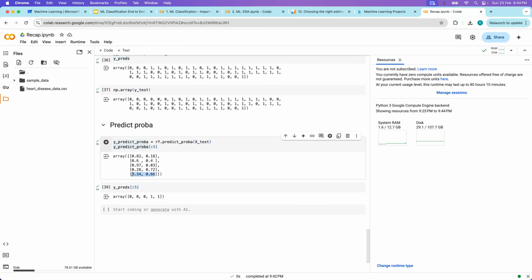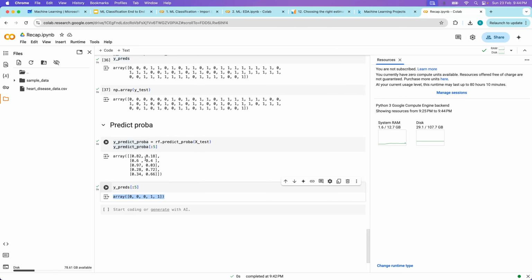For example, let's take a look at this record. There's a 34% probability that the person may not have the disease, and a 66% chance that the person may get the disease. That's the reason it has given 1 here. So basically, predict_proba really helps you understand what your confidence score is.